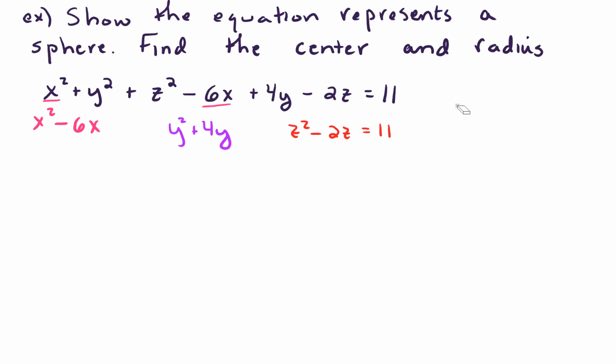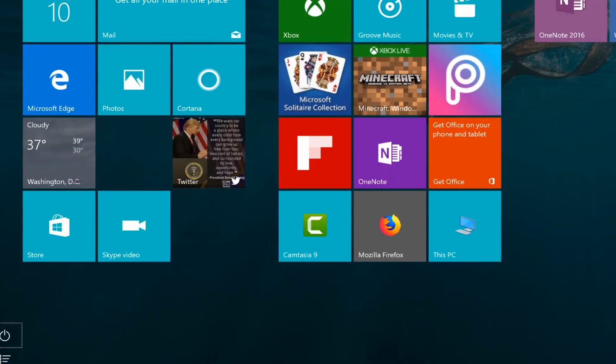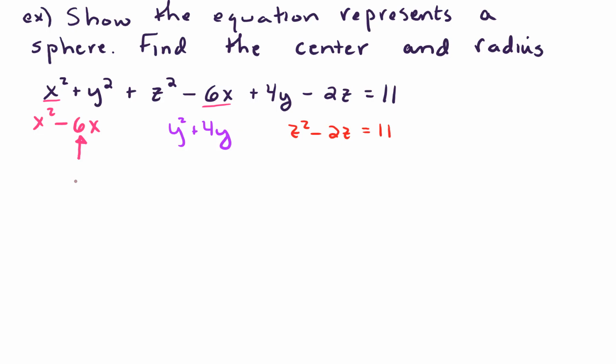Okay, so now for each of these terms, I'm going to look at my b term. The b term is the coefficient that lives on the linear term. So in this case I've got a negative 6. I'm going to look at the b term, negative 6, divide by 2, square it, and that turns out to be negative 3 squared, which is 9. And I'm going to add that to both sides of the equation. Okay, so to emphasize what we just did there, we added that 9 to both sides of the equation.